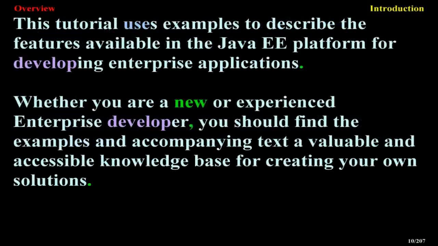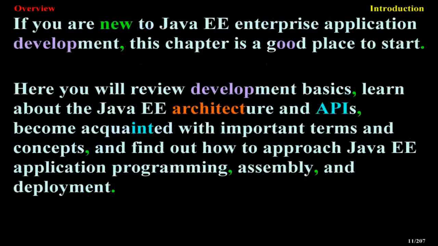This tutorial uses examples to describe the features available in the Java EE platform for developing enterprise applications. Whether you are a new or experienced enterprise developer, you should find the examples and accompanying text a valuable and accessible knowledge base for creating your own solutions. If you are new to Java EE enterprise application development, this chapter is a good place to start. Here you will review development basics, learn about the Java EE architecture and APIs, become acquainted with important terms and concepts, and find out how to approach Java EE application programming, assembly, and deployment.